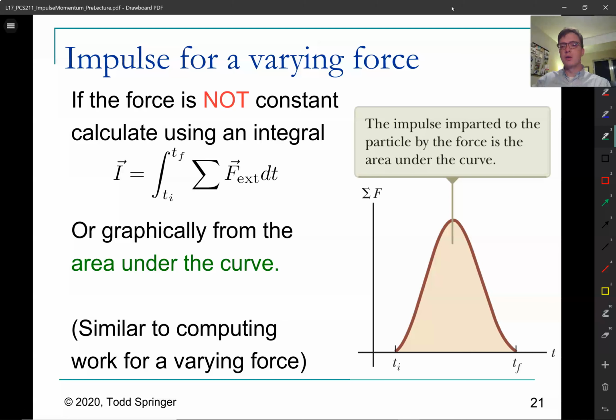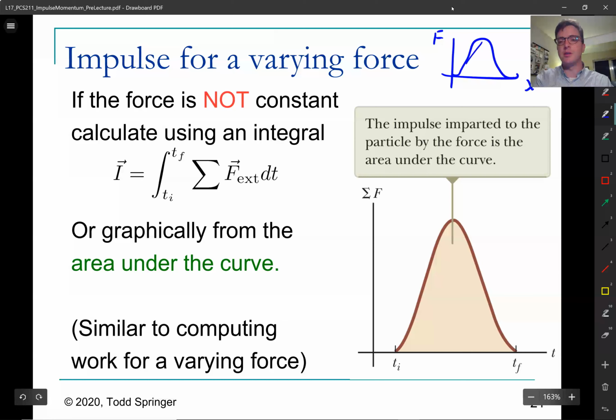The work done, we were calculating the area underneath the force versus the distance curve, right? This was x, and I had something which changed like this. The area was equal to the work, right? If I instead plot force versus time, then the area is equal to the impulse.